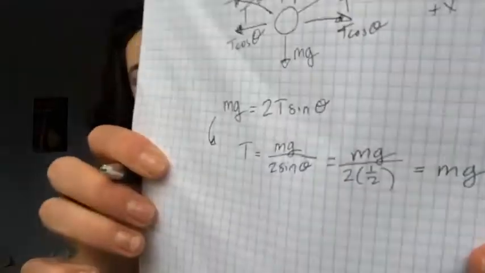And we know that our theta is 30 degrees, and sine of 30 degrees is 1/2. So we're left with mg over 2 times 1/2, and as we know, 2 times 1/2 is just 1, so we're left with mg. So we know that the tension, one of those single tensions, is equal to mg, and that is the answer D on question 12 of the AP test.